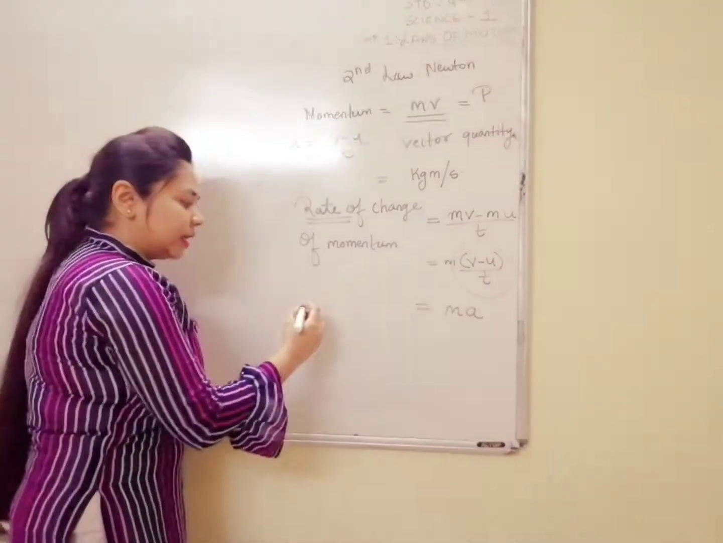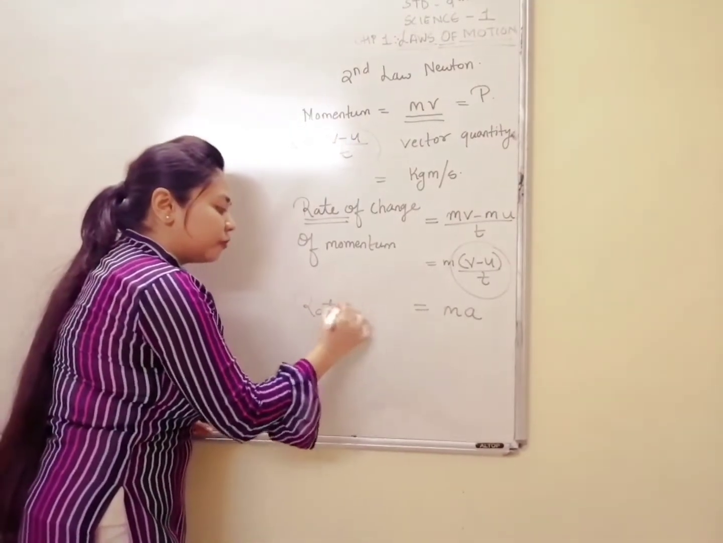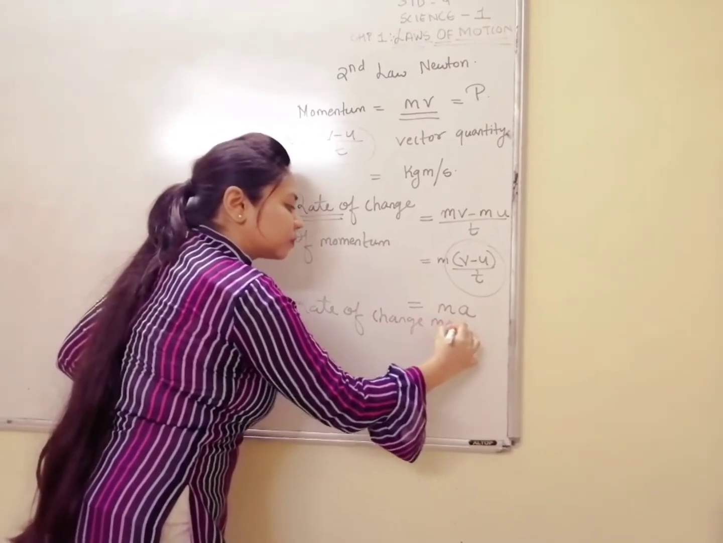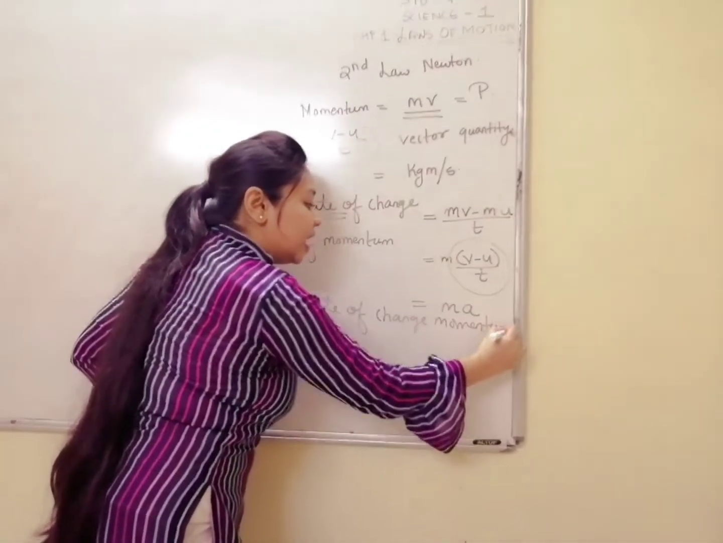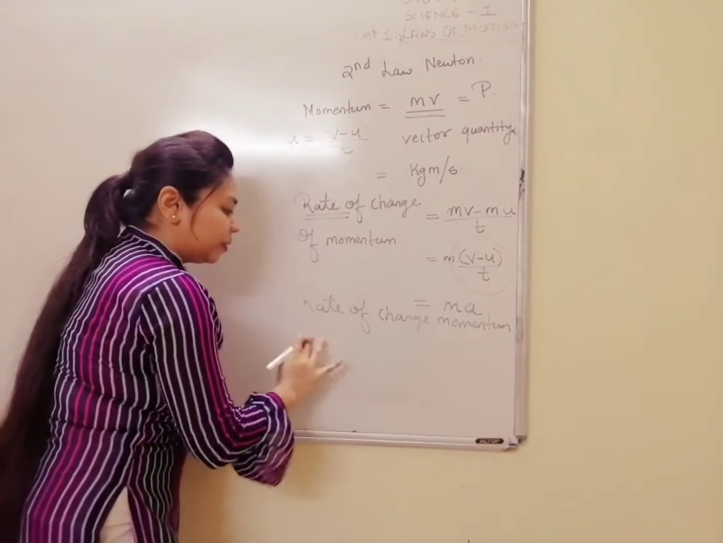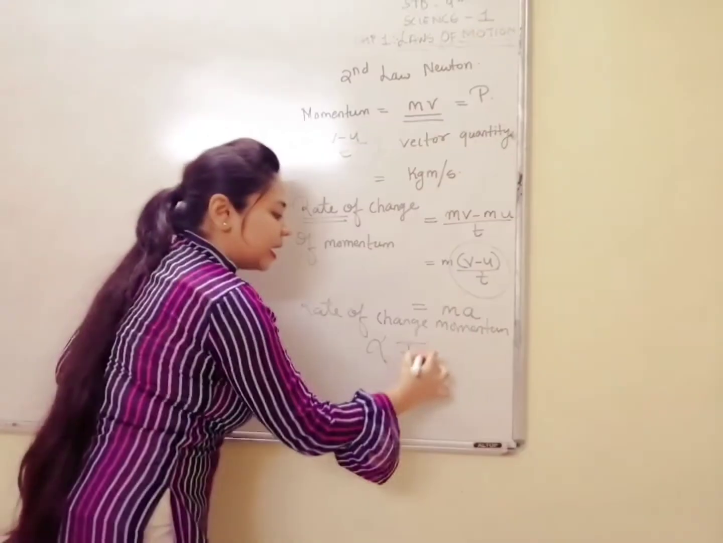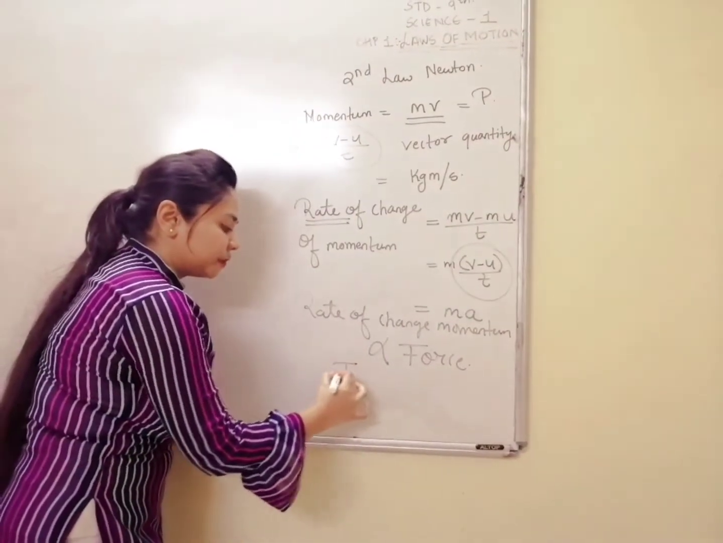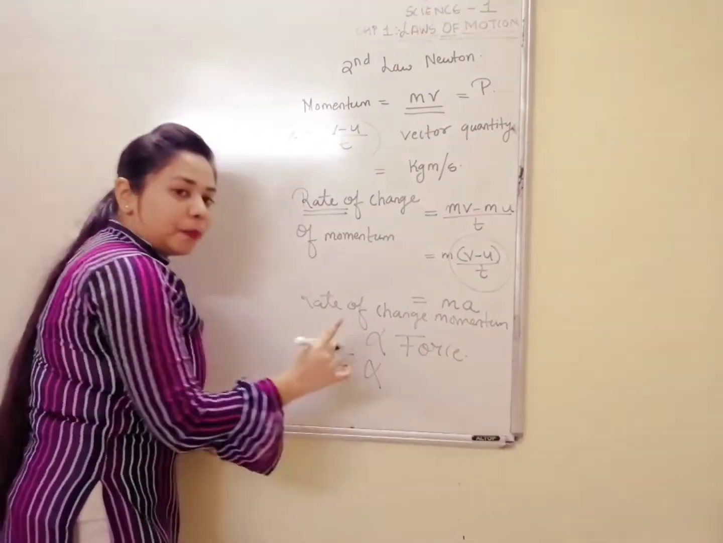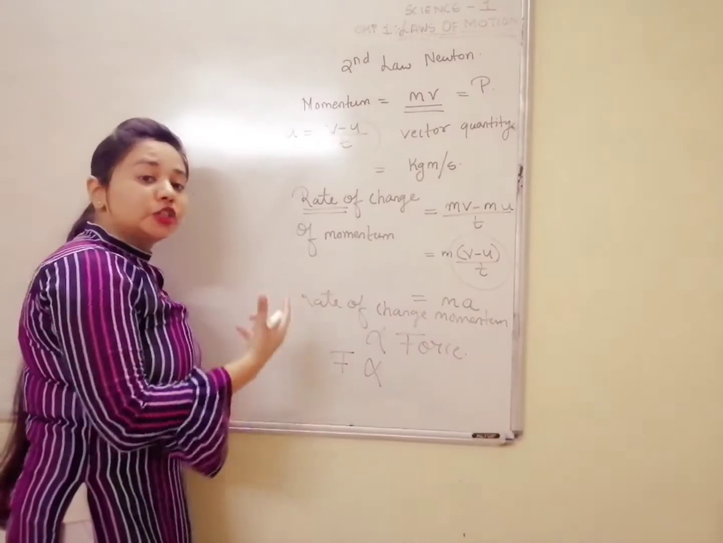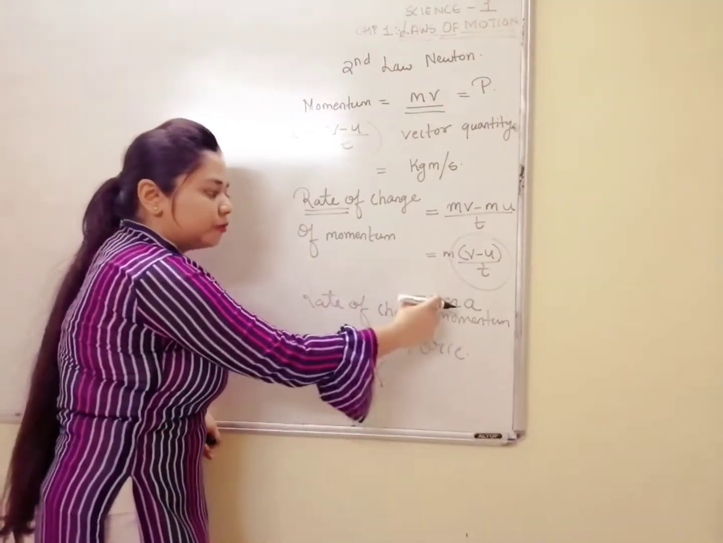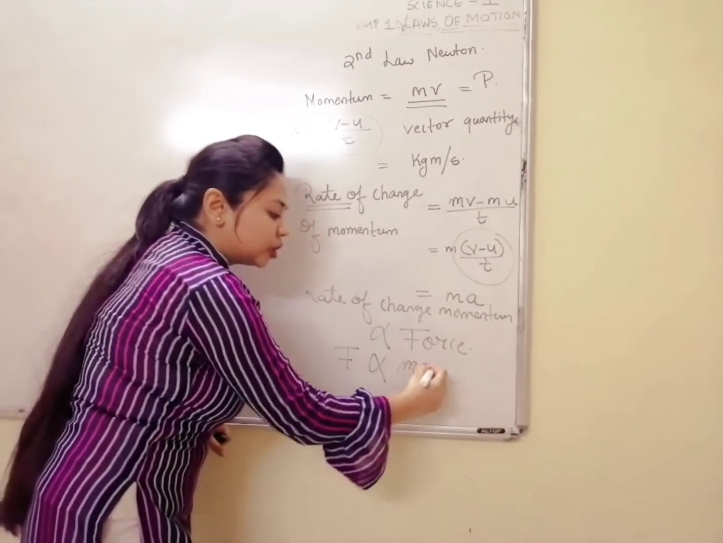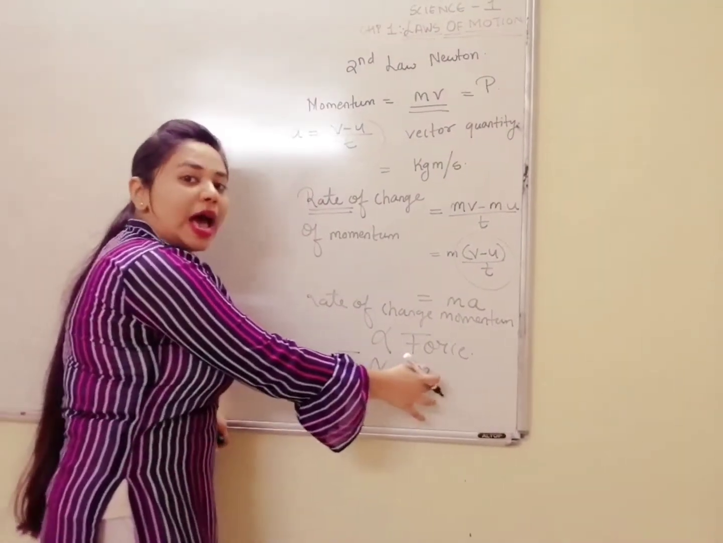And the law says that the rate of change of momentum is directly proportional to the force applied. Now what is the symbol for force? F. F is directly proportional to the rate of change of momentum. What did we get for the rate of change of momentum? It is nothing but ma. So force is directly proportional to ma, that is mass into acceleration.